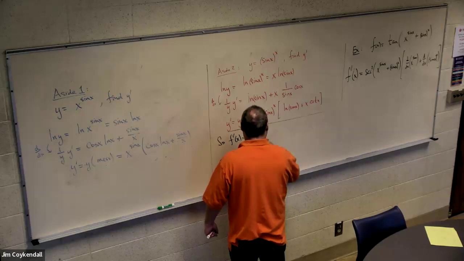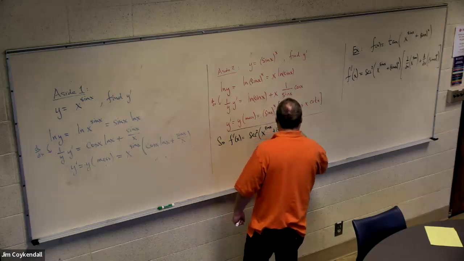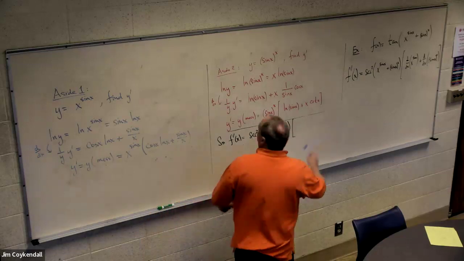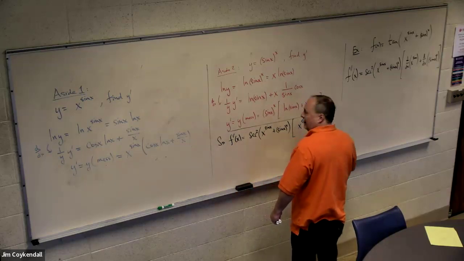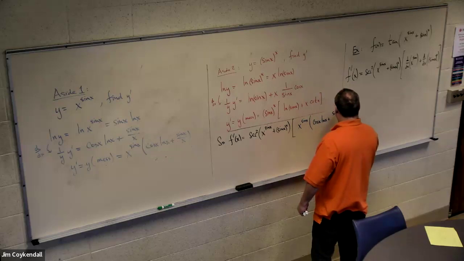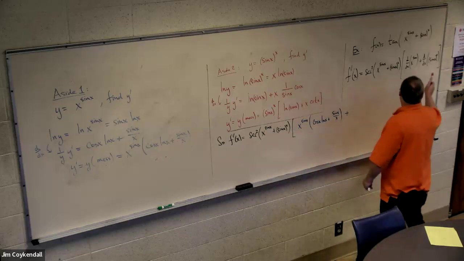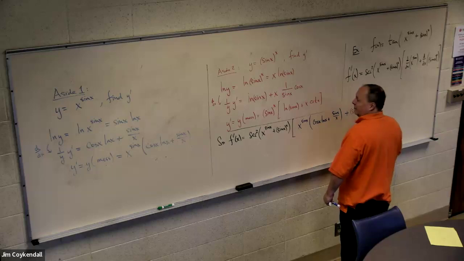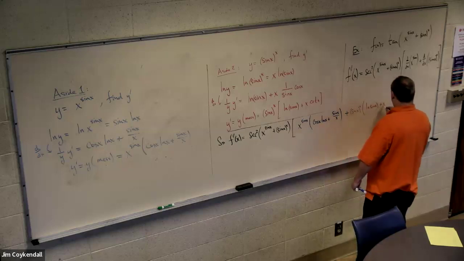So the derivative is secant squared x, times sine x to the x, plus sine x to the x times the derivative of x to the sine x power, which we got to be x to the sine x times cosine x log x plus sine x over x, plus the derivative of sine x to the x, the red part, sine x to the x times log sine x plus x cotangent.